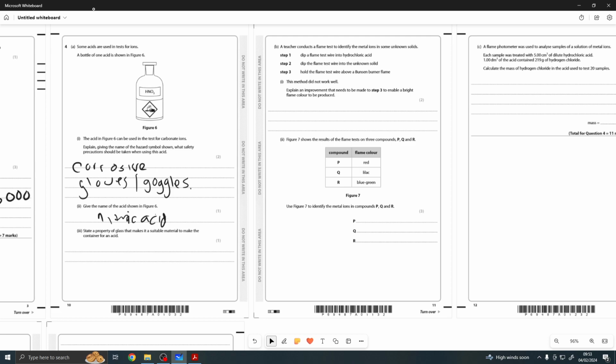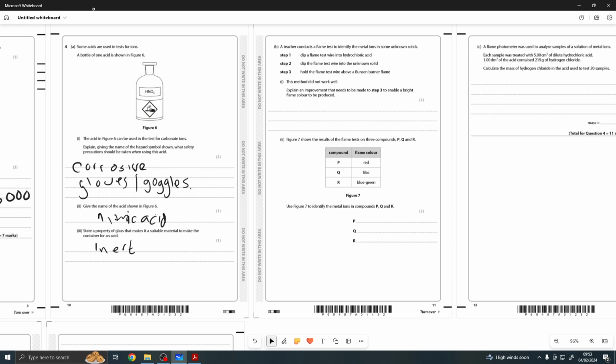Okay. Now, state a property of glass that makes it a suitable material to make the container for an acid. Now, when we talk about group 0, we talk about that special word starting with I, which is inert, which means it's completely unreactive. That's a good word to use there. A teacher conducts a flame test to identify the metal ions in some unknown solids. Okay, so you dip it in hydrochloric acid, you put it in the solid, you hold it above a Bunsen burner flame.